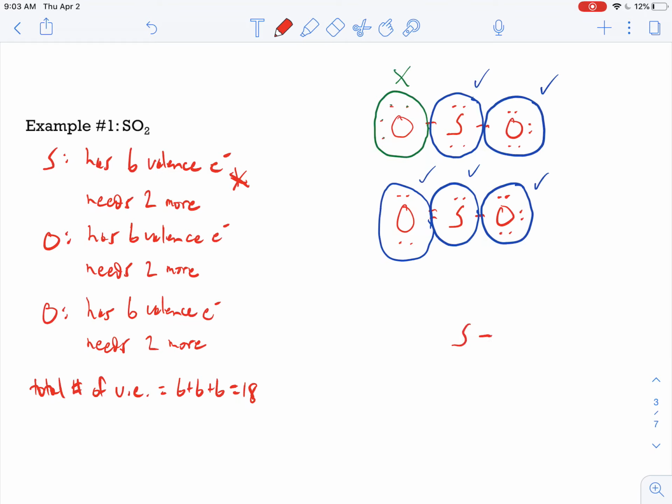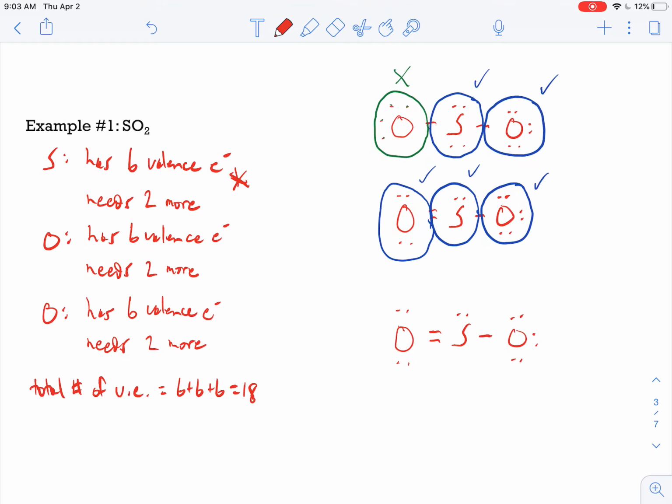So our final answer for our structural formula is going to be sulfur attached to 1 oxygen with a single bond, attached to our second oxygen with a double bond. Oxygen on the right is going to have 3 lone pairs. Sulfur is going to have 1 lone pair. Oxygen on the left is going to have 2 lone pairs. So that would be our final answer for the structural formula of SO2.